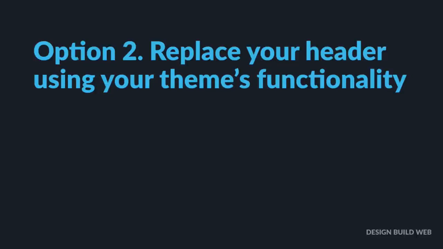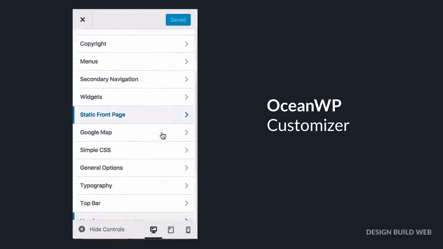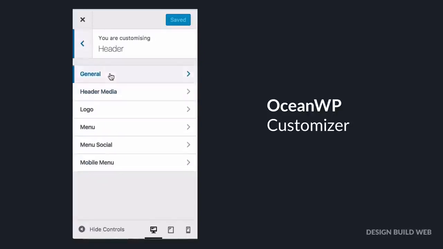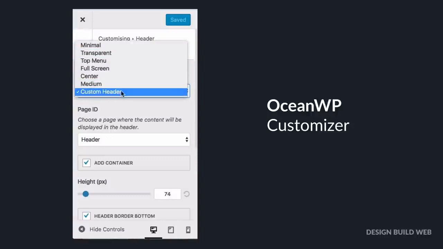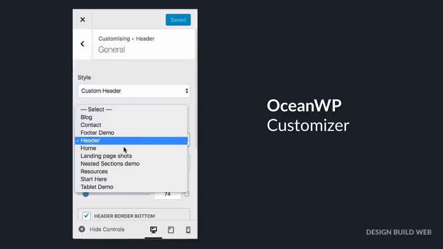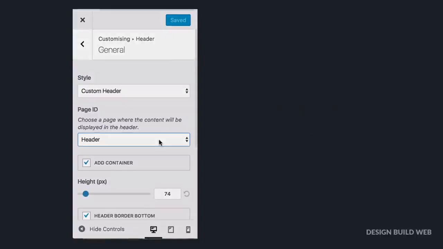OceanWP has got this feature built in. So in the customizer, in the header settings, you assign a page you've created as your header. Note that you've got to choose custom header from the style dropdown first. Note also that you have to create the header template as a standard page, not as an Elementor template. I'm told by Tom Osborne, who's GeneratePress's developer, that a similar feature may be coming to GeneratePress soon.